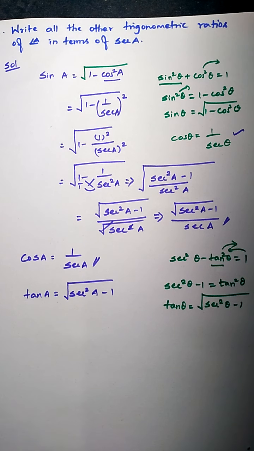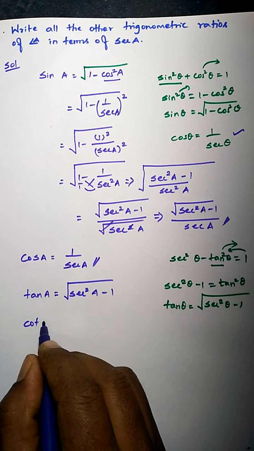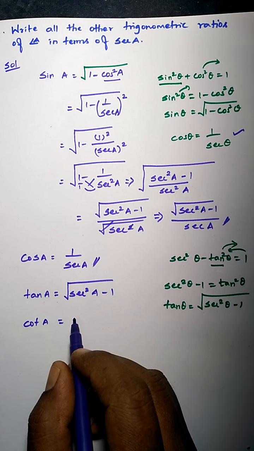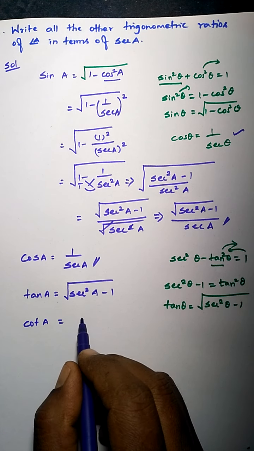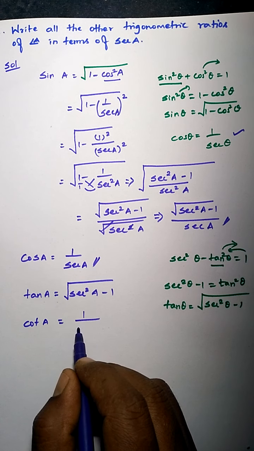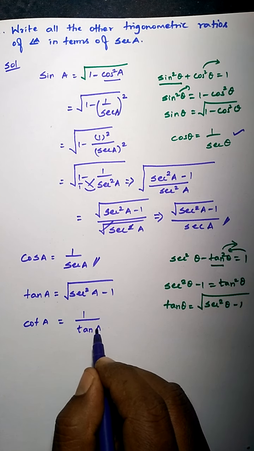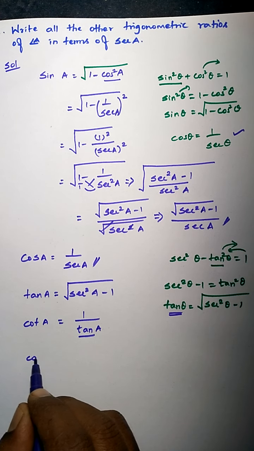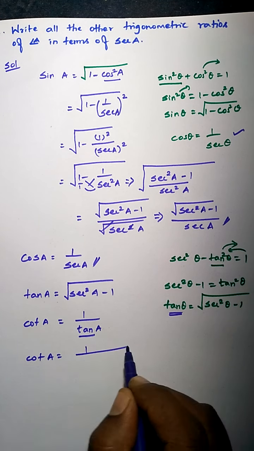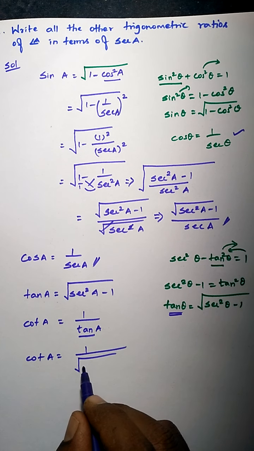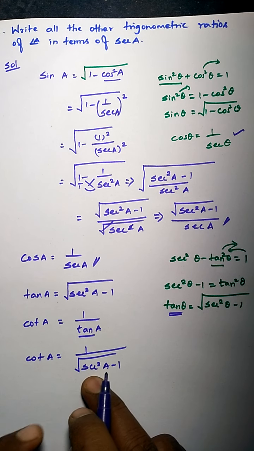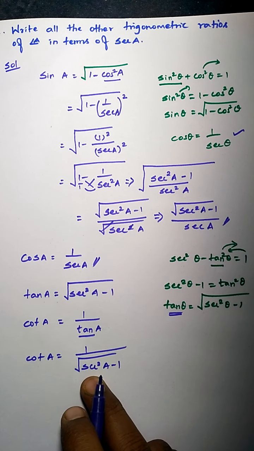That's all. Next ratio we can take cot. Cot A equal to, we know cot reciprocal is 1 by tan. So let's write cot A reciprocal 1 by tan A. Tan A already we got here. So let's apply now. Cot A equal to 1 by tan theta, we can write 1 by square root of secant square A minus 1. See, we got the answer in secant. Next ratio, cosecant.